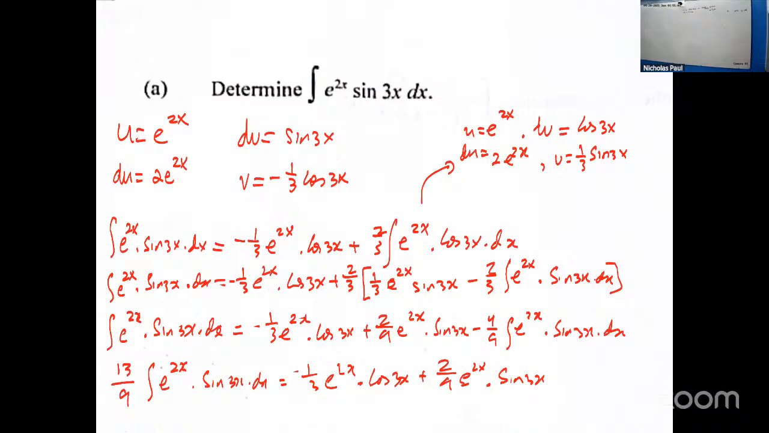I move across all the integrals to the left side. So the reason I have 13/9 here is because 4/9 plus 1, that's it. Just carry across the 9 and 13 and you're done. Multiply everything by 9 over 13 around that space. You just do that and you have your answer. Multiply everything by 9 over 13 and you'll get your answer.